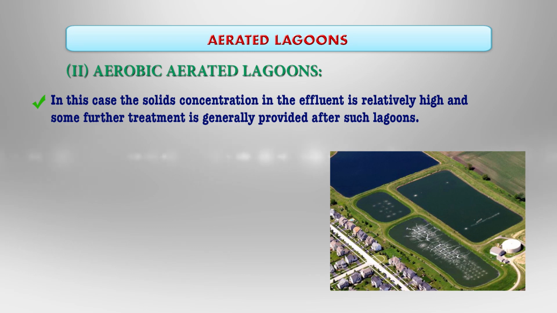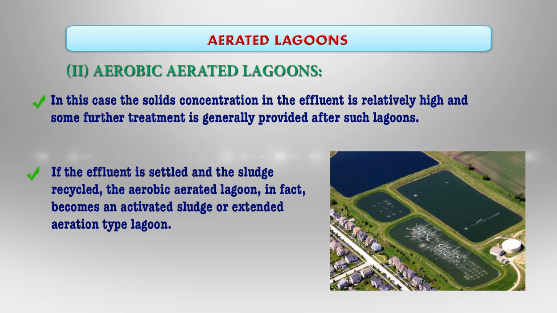In this case the solids concentration in the effluent is relatively high, and some further treatment is generally provided after such a lagoon system. So if the effluent is settled and the sludge is recycled, the aerobic aerated lagoon in fact becomes an activated sludge or extended aeration type system.